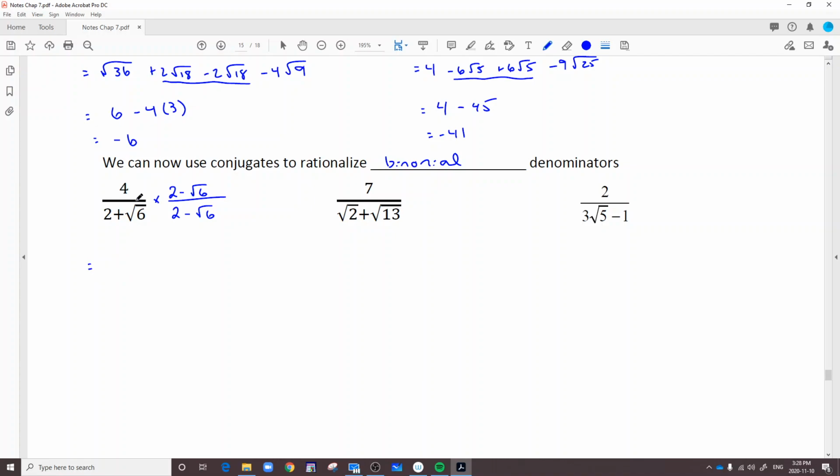Now I'm going to recommend that you don't actually distribute the 4 through, meaning you write it as 4 times 2 minus root 6, because when you rationalize your denominator, often this ends up as a number that will simplify if it's in factored form. So in the denominator, I get 2 times 2 is 4.